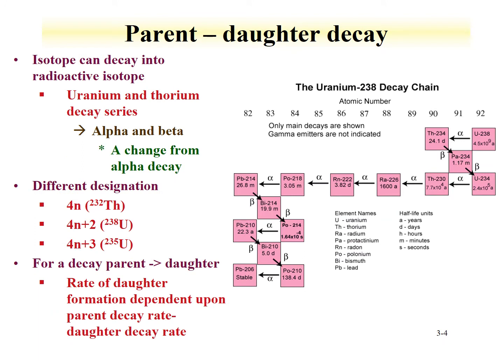Then we can expand these equations into related decays, in other words, a parent and progeny, or daughter, decay. So we know that we have conditions where one isotope decays into the other, the decay series being the most common examples. So here's a figure that shows the uranium-238 decay chain, thorium-232, and then the uranium-235 decay series. Those are the naturally occurring decay series.